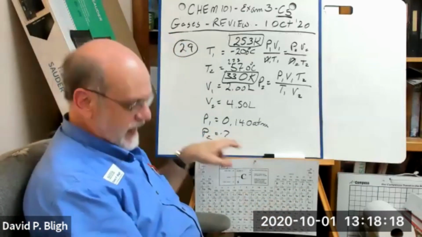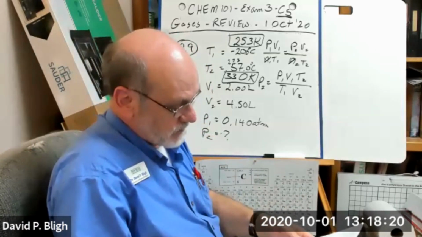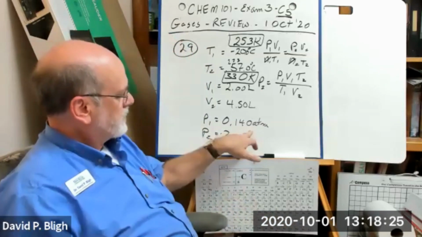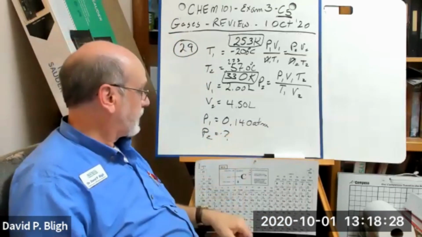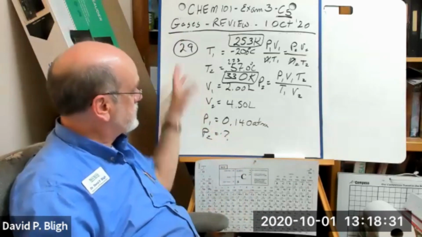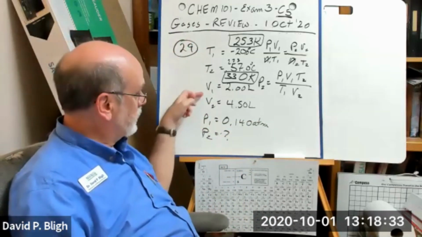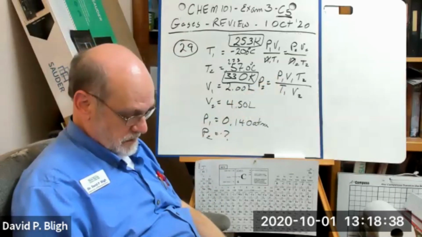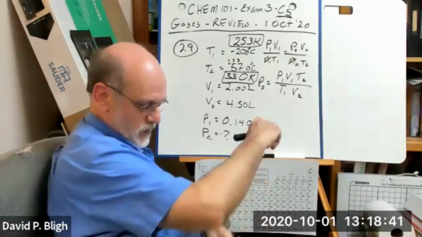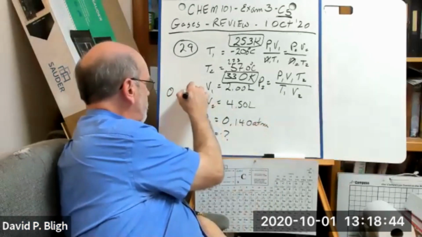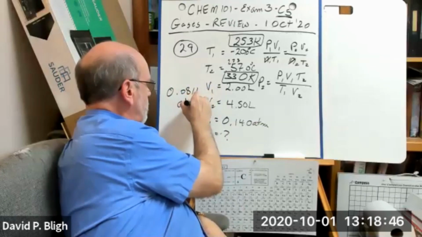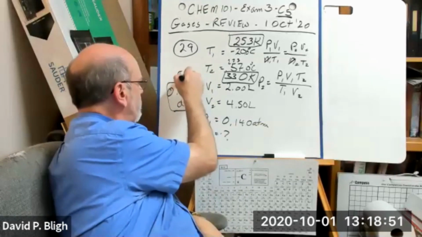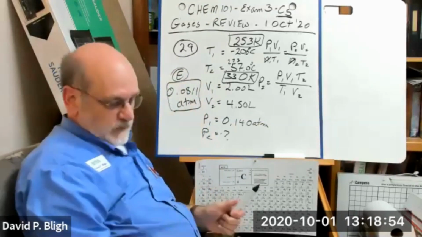So when you go looking for the answer for number 29, it's going to be in atmospheres. So you want to leave that one in atmospheres. And you just plug in the numbers. Now that you've got them set up, put them in their respective places, and you should come up with 0.0811 atmospheres, which is, for this problem, E. Okay?